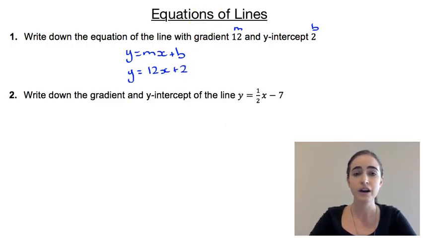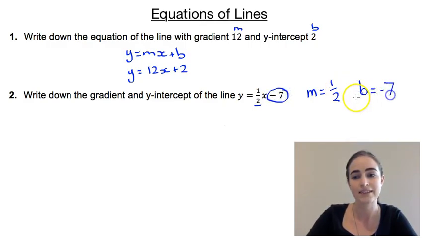Our second example asks us to write down the gradient and the y-intercept of the line y equals a half x minus 7. So we know that our gradient is going to be the coefficient of x, so the number in front there. So our gradient, or m, is going to be equal to a half. And our y-intercept is the constant term on the end. So that's this minus 7 here. So our b is equal to minus 7.